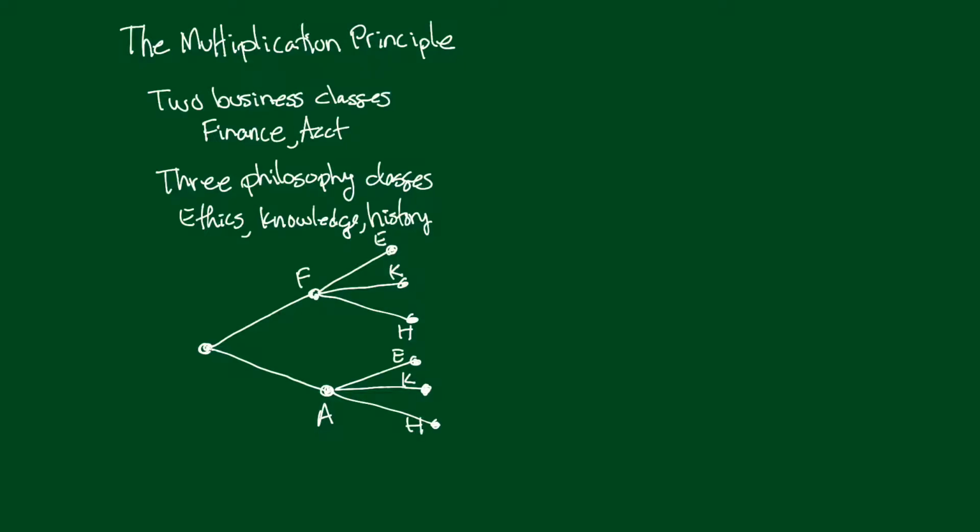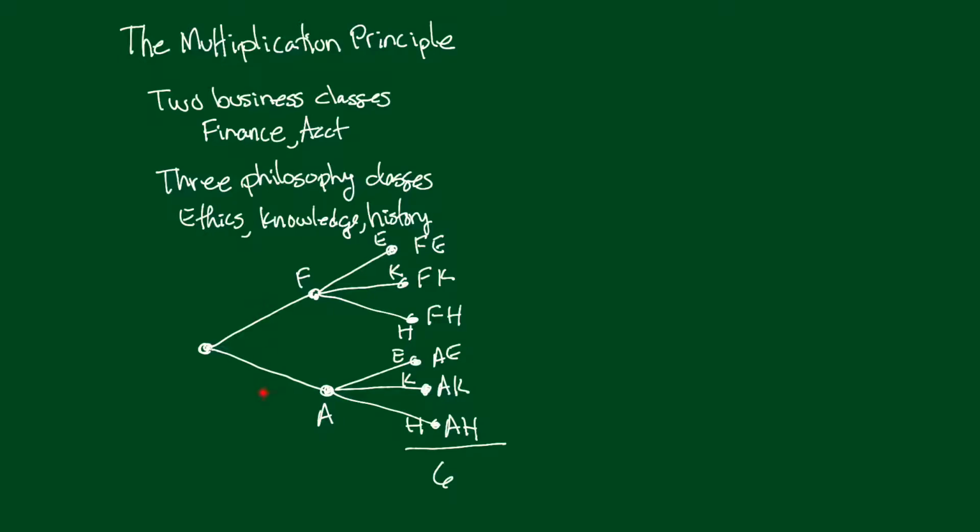So here's the combinations that we could take, and order doesn't matter here. You could take finance and ethics, finance and knowledge, finance and history. You could sign up for accounting and ethics, accounting and knowledge, and accounting and history. So all in all, there are what? If you add these up, you got what? 6 possibilities.